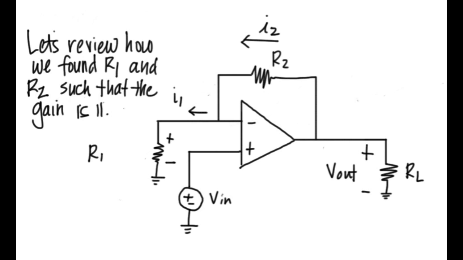at the output. So last time we had to figure out what values to choose for R1 and R2, and this was to get the gain of 11 that we wanted. So let's review how we found those values so we can move forward with this lab.